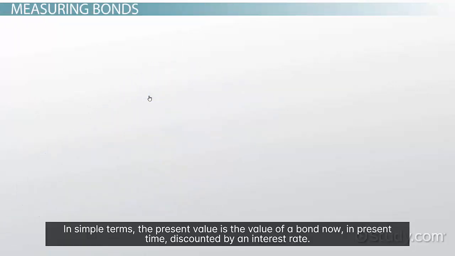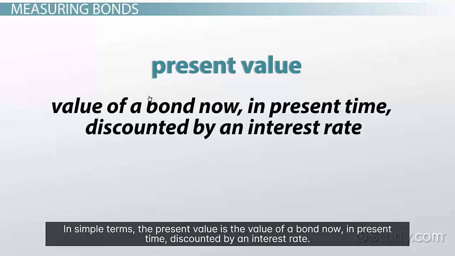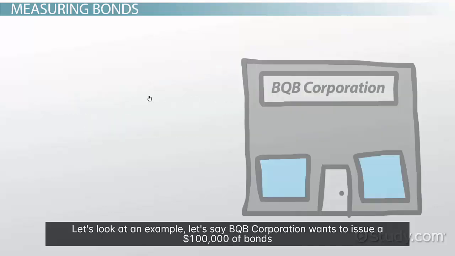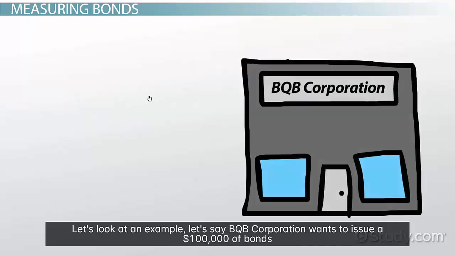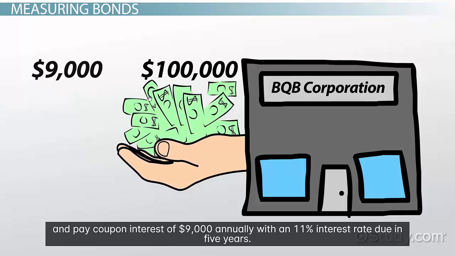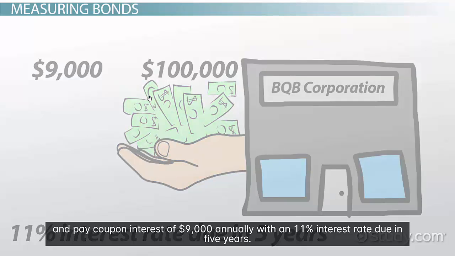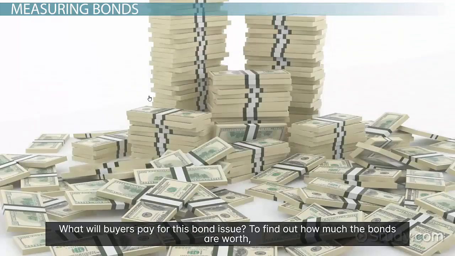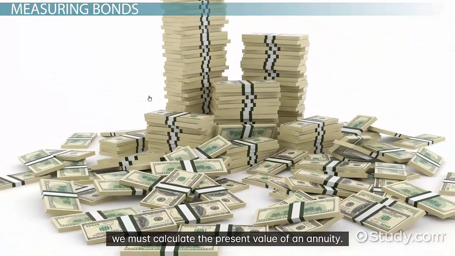In simple terms, the present value is the value of a bond now, in present time, discounted by an interest rate. Let's look at an example. Let's say BQB Corporation wants to issue $100,000 of bonds and pay coupon interest of $9,000 annually with an 11% interest rate due in 5 years. What will buyers pay for this bond issue? To find out how much the bonds are worth, we must calculate the present value of an annuity.